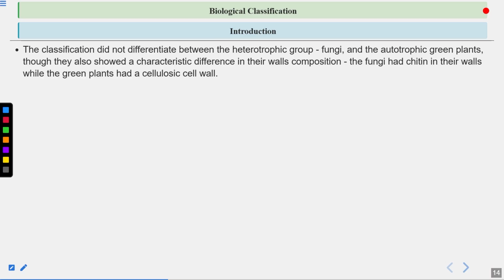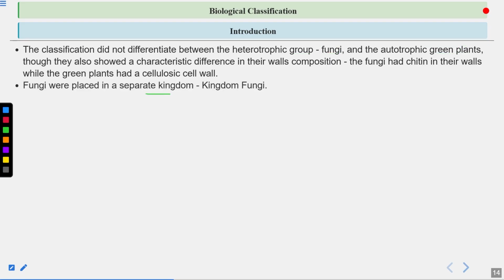Now, this classification did not differentiate between the heterotrophic group fungi and the autotrophic green plants. So, we are talking about the limitations of the 2 kingdom system of classification. We talked earlier, there was no distinction between unicellular, multicellular, prokaryotic, eukaryotic, and autotrophic and heterotrophic. So again, fungi were placed with the green plants. Fungi are heterotrophic, plants are autotrophic. Fungi have a different cell wall composition, they have chitin.